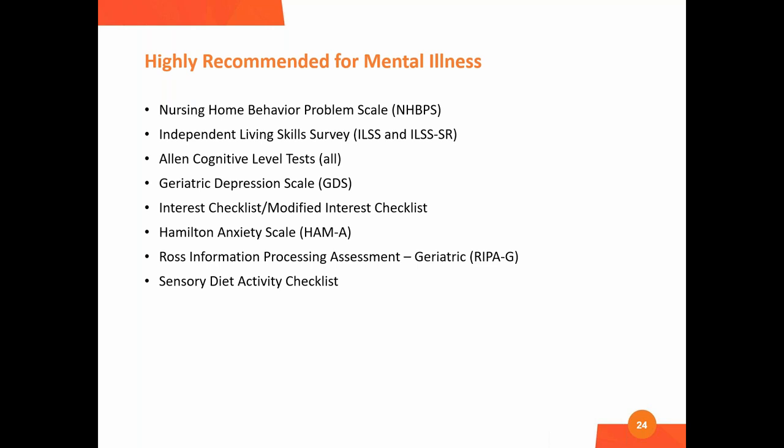Then there's the Hamilton Anxiety Scale. This scale consists of 14 items, each defined by a series of symptoms, and measures both psychic anxiety, mental agitation and psychological distress, and somatic anxiety, which is physical complaints related to anxiety. Then we have the RIPA. Most of you may recognize the RIPA. The Ross Information Processing Assessment takes approximately 30 minutes to complete. There are several subtests, 10 to 12, depending on which version you're giving, and they can be used to diagnose mild to moderate or severe cognitive linguistic problems in the elderly population.